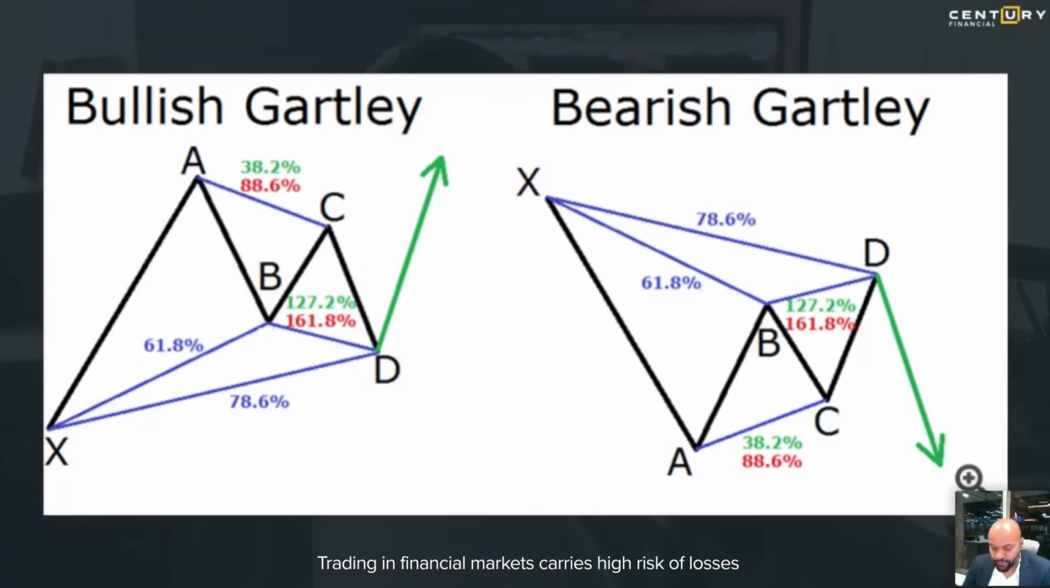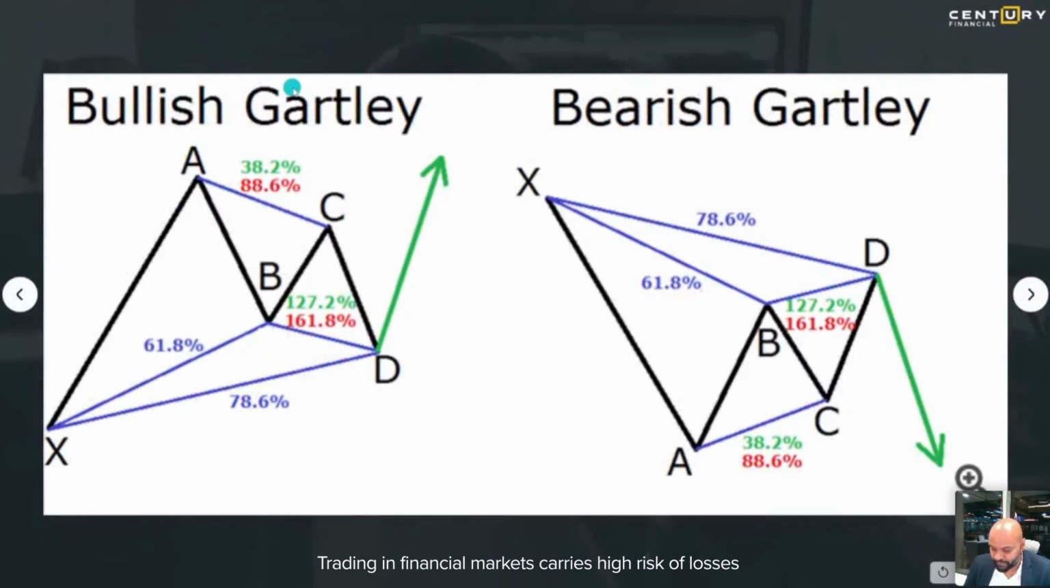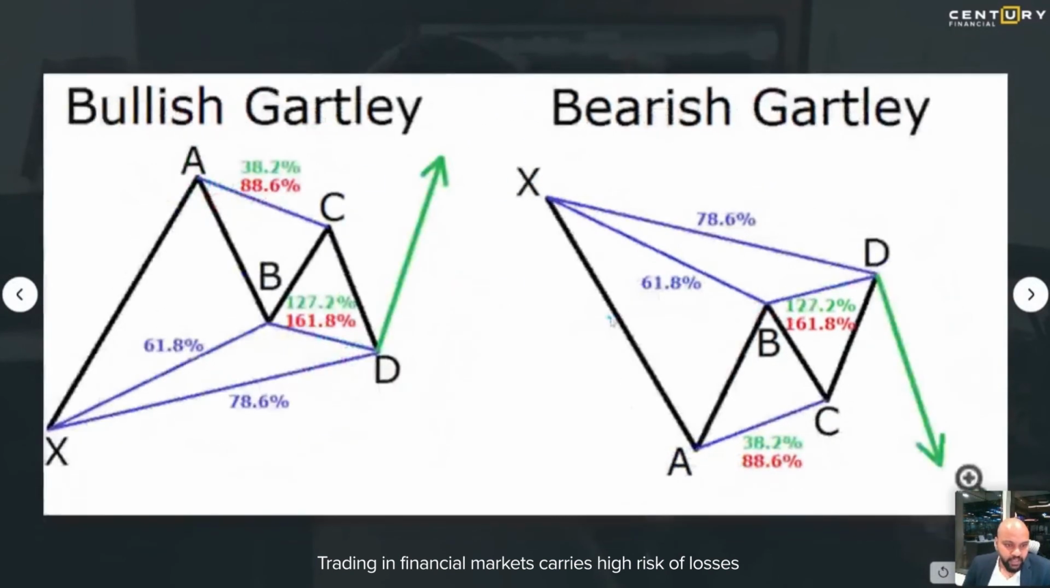Let's look at another type of pattern. There are more patterns, and I've just kept two as an example for now. The most used one is Gartley. Bullish Bat also keeps appearing a lot. If you notice, the difference between these two is very little.